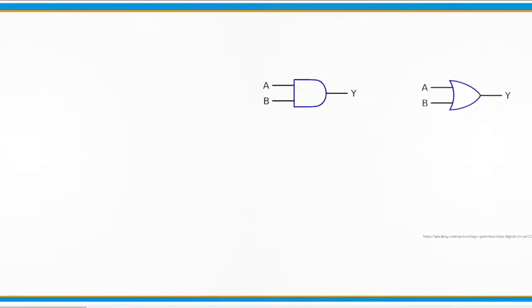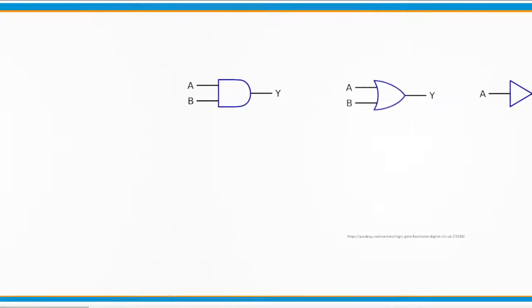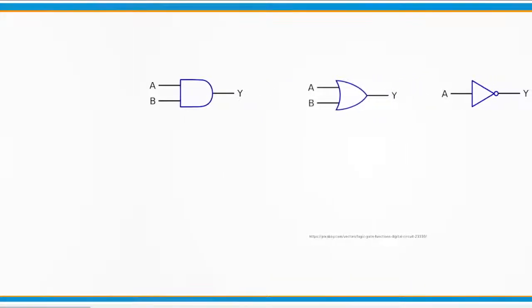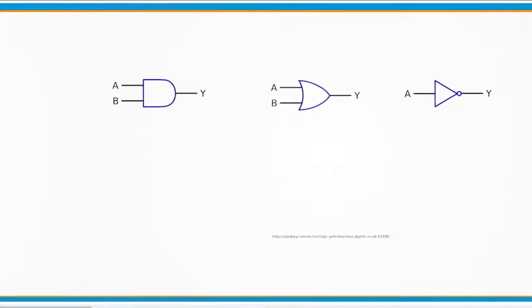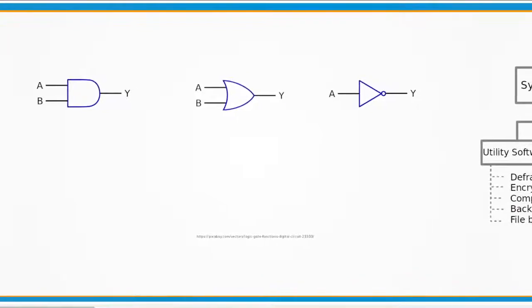So you have the AND gate, OR gate, and NOT gate. An AND gate is the first one, and it gives an output of 1 when both of the inputs are 1. An OR gate gives an output of 1 when either or of the inputs is 1, and a NOT gate will essentially flip it. Careful to note that an OR gate will give an output of 1 even if both of them are true.